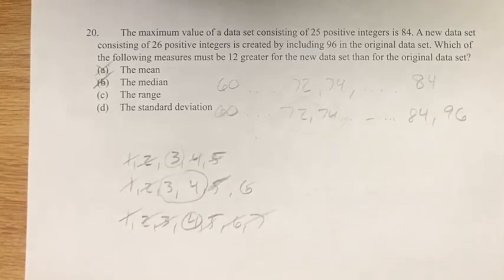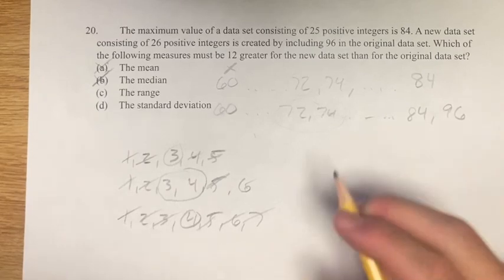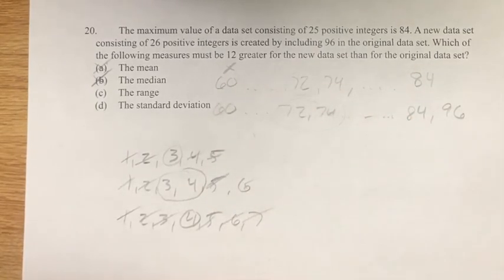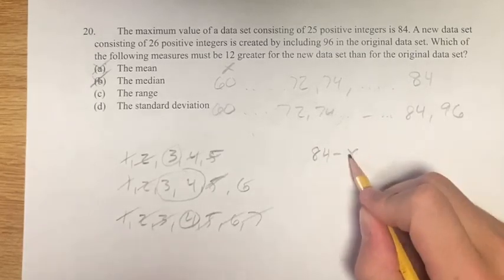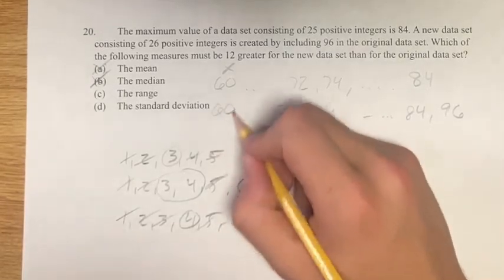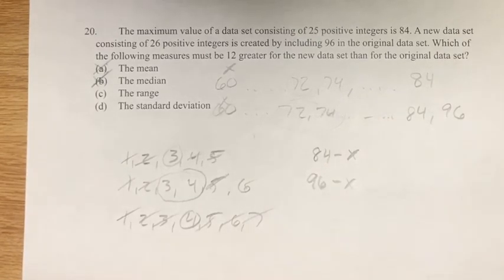The range we do know, right? We don't actually know that the lowest number is 60, so let's just call the lowest number in this data set X. Then the range in this original data set is going to be 84 minus X. In the new data set, it's going to be the same lowest value, but our new highest value is 96, so it's 96 minus X.